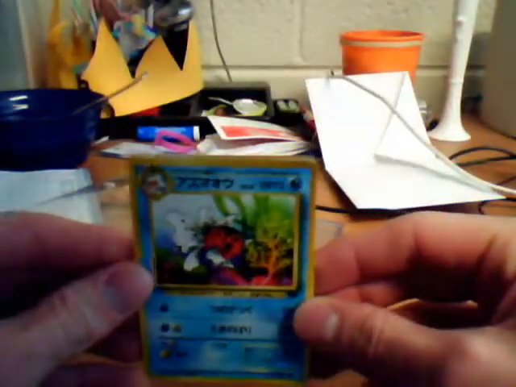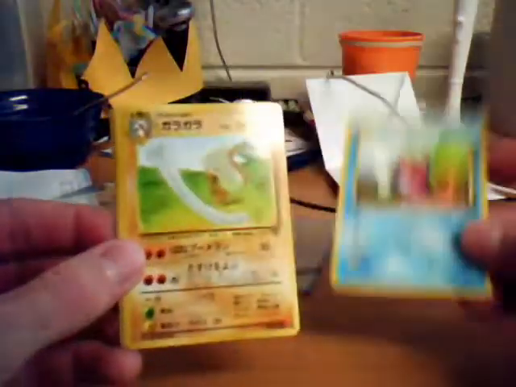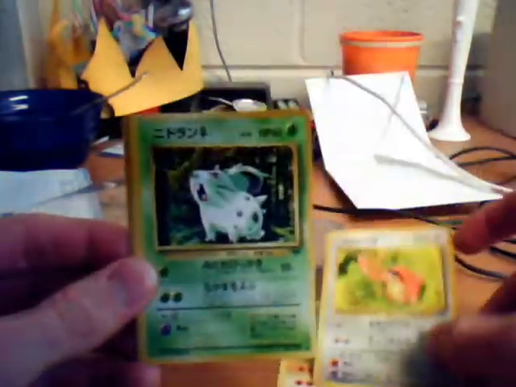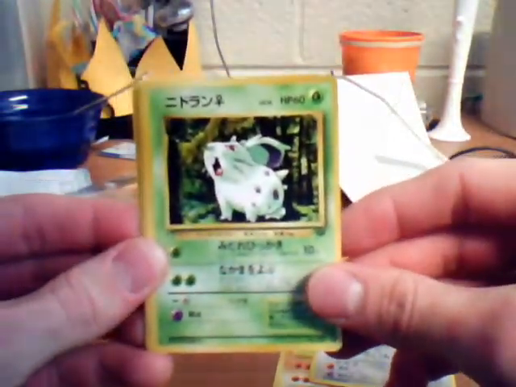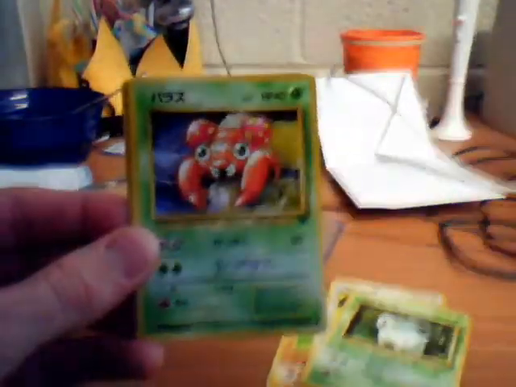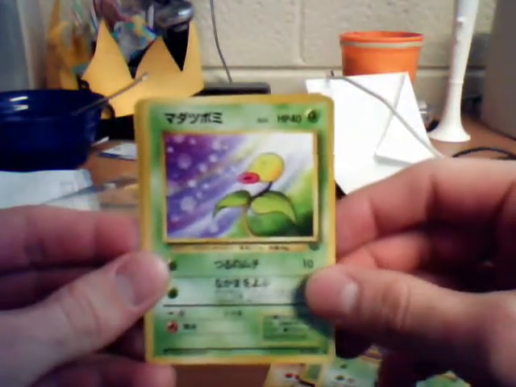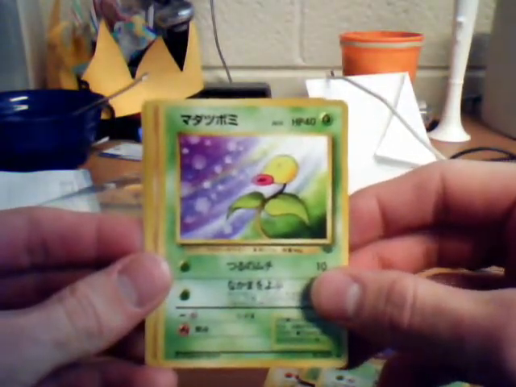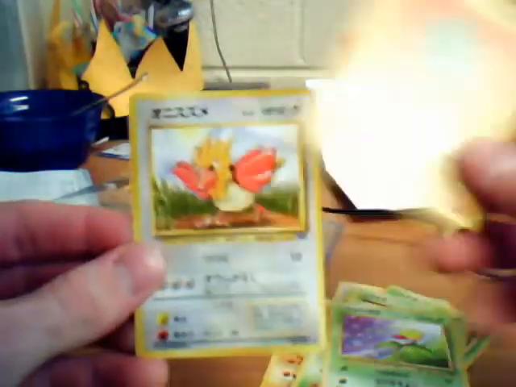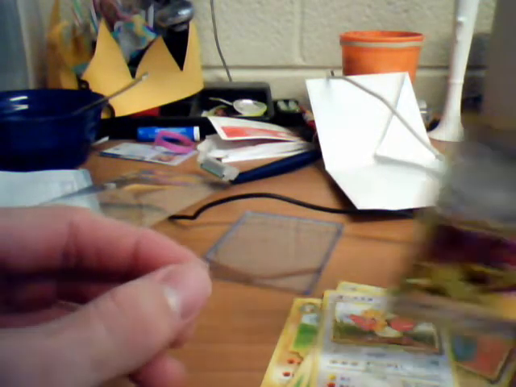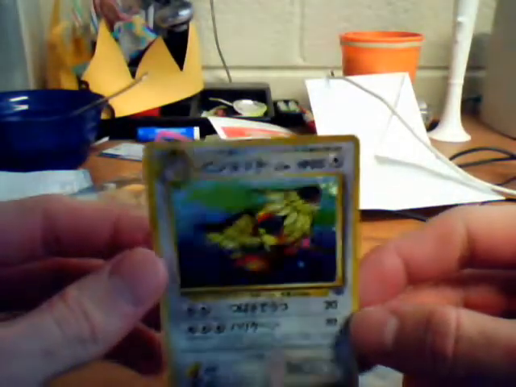I think they were easy to open. The bottom was it. So we got Seeking, Marowak, Lickitung, Nidoran, Eris, Venonat, Bellsprout, Rhydon, Sparrow, and the rare is Holo Pidgeot.